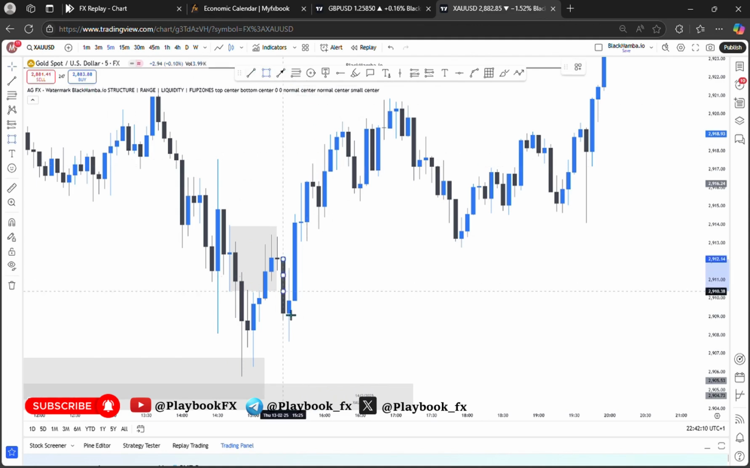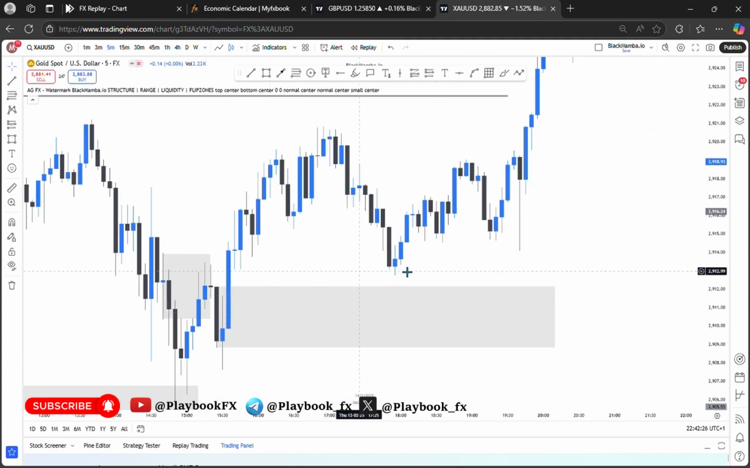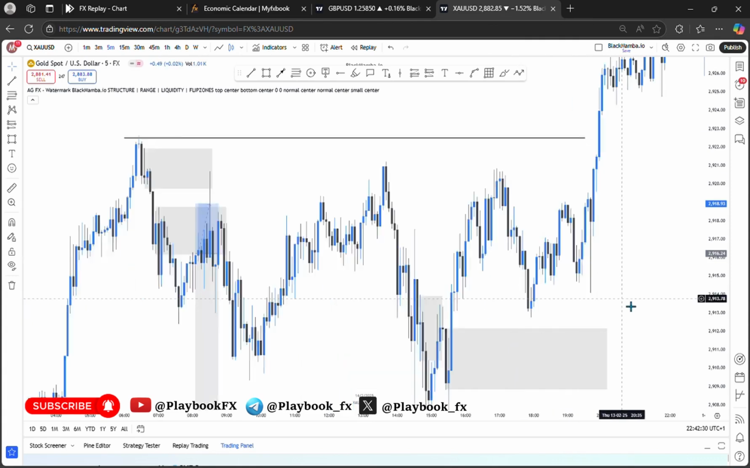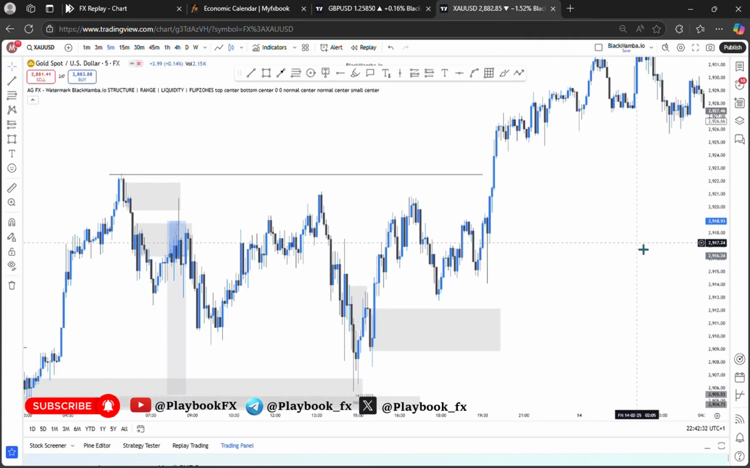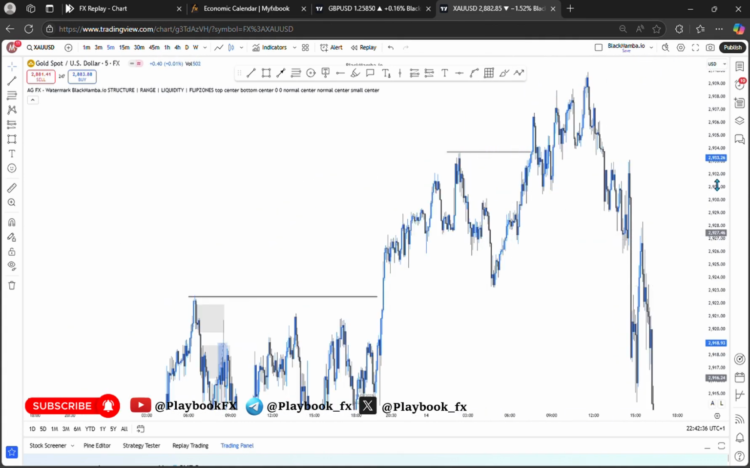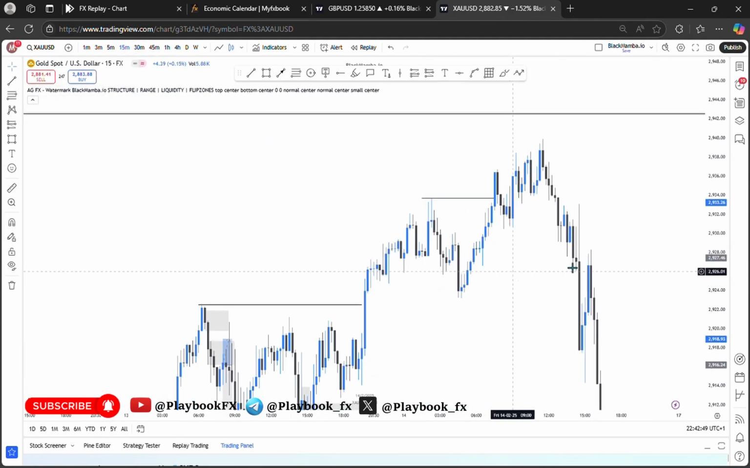So somewhere around here was where I marked as my demand level, and I was expecting price to come back to this level and tag me in, but price never did that. So price kept pushing to the upside. So on Friday, I took a loss, and I took one break-even trade as well.